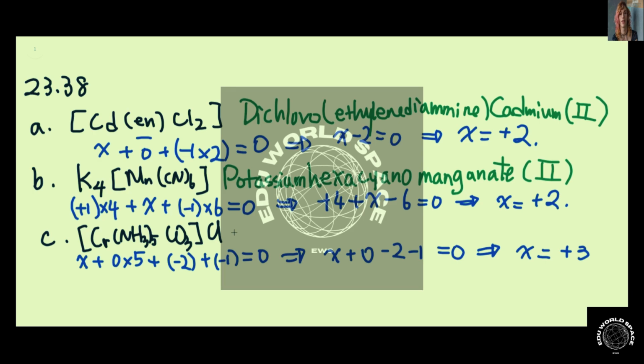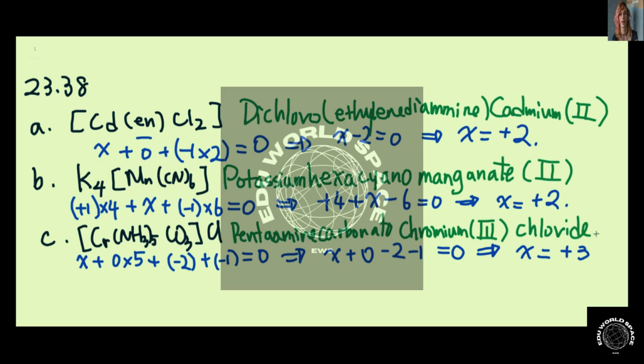So the name for this complex would be, starting with the first ligand, pentaammine, carbonato. CO3 is called carbonato. And the center metal is chromium. Chromium oxidation state is 3. Chloride. All right, so this is the name for question C.